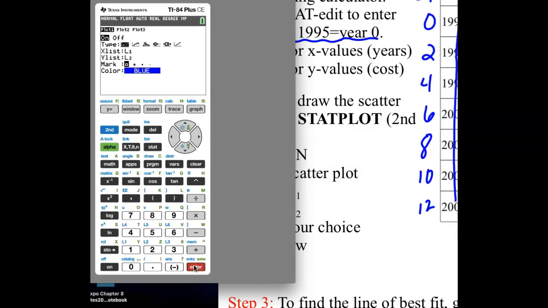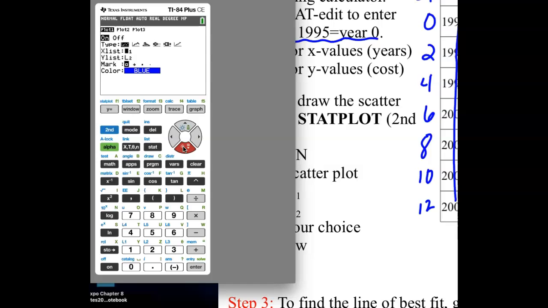Then you're going to choose the type. Now, there's different types of graph. There's bar graphs, there's box and whisker plots. We just want that first picture, the little scatter plot. Okay? Then we have to tell it where to find our data.